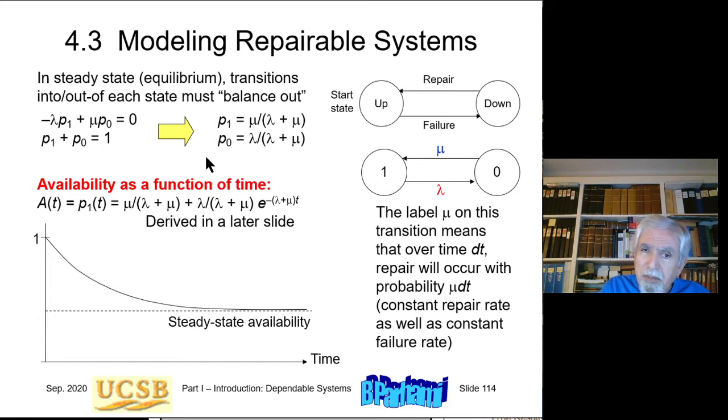Okay, so I'll show you by the end of the lecture how to derive this transient behavior of the system, not just the steady state. Steady state is always easy because you just set balance equations.